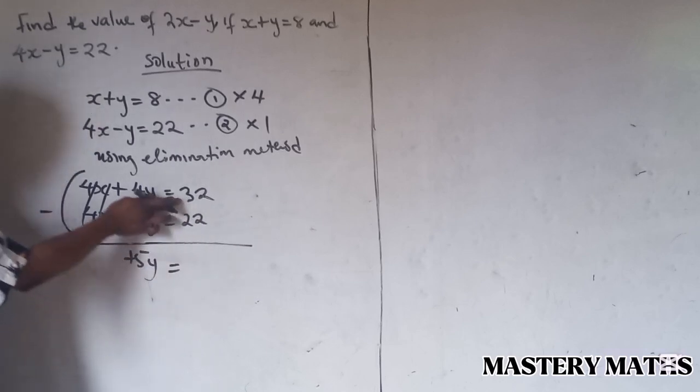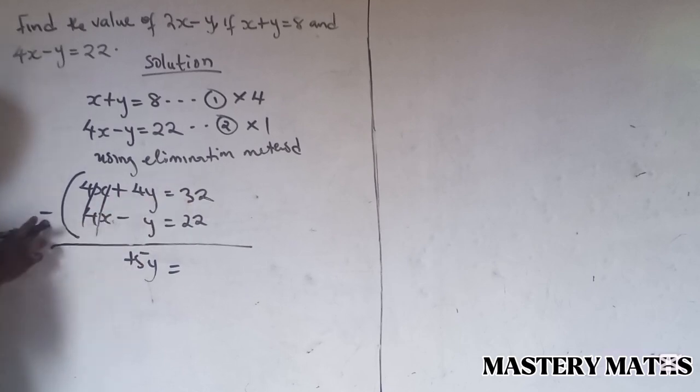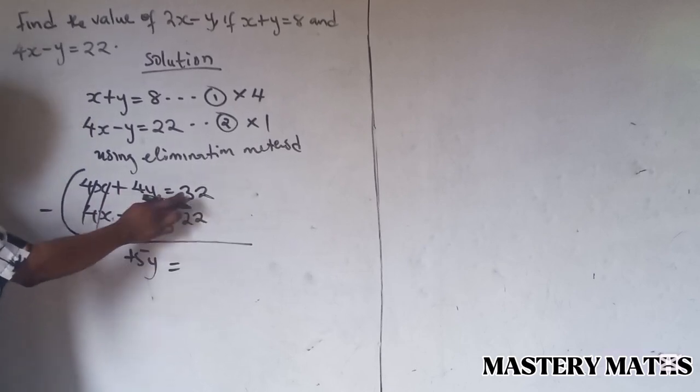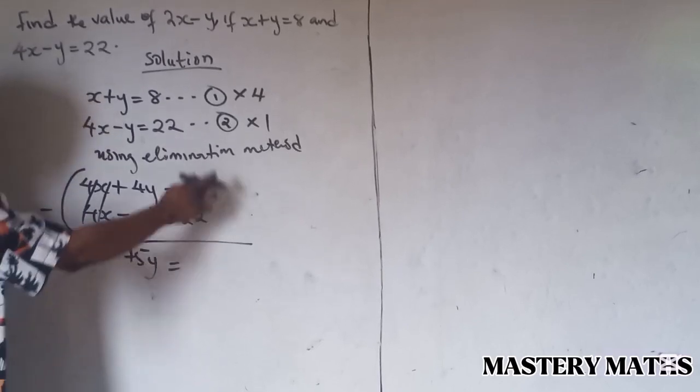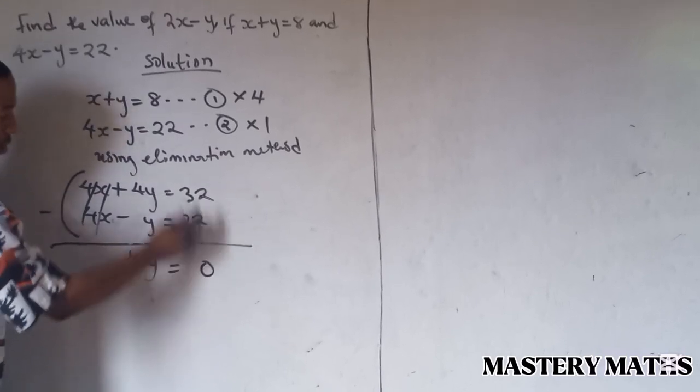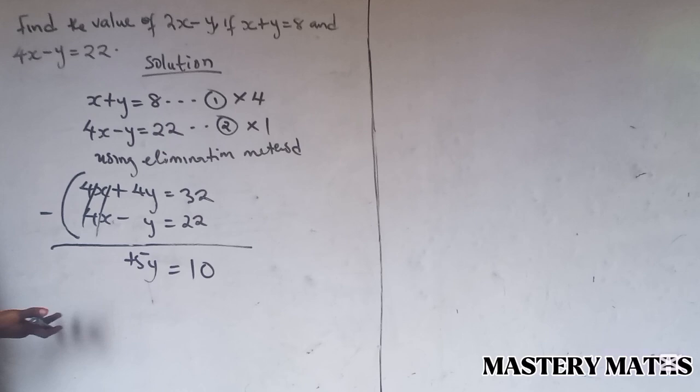Then equal to, you have this minus this. You see it now, 32 minus 22. So you have 2 minus 2 gives us 0, 3 minus 2 is 1, which is 10.